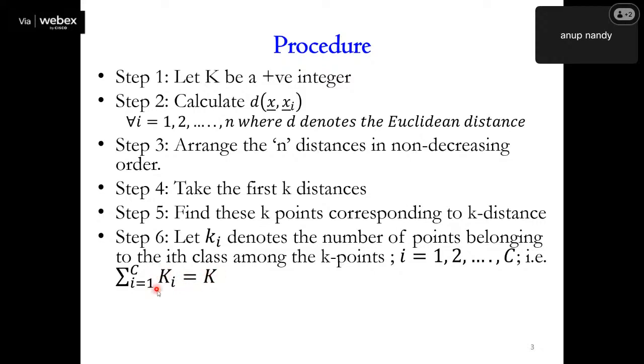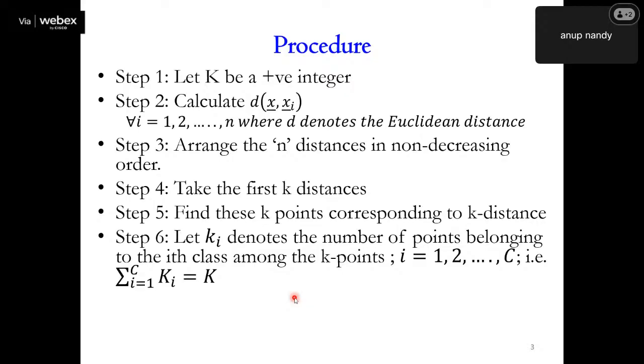Now k1 will have class representative 2, so 2, plus k2 we have 1, and k3 will have 0. So k is 2 plus 1 plus 0, that is 3, and k is equal to 3. That is the meaning. So you need to find how many class representatives there are, based on the minimum distance that you have already calculated.